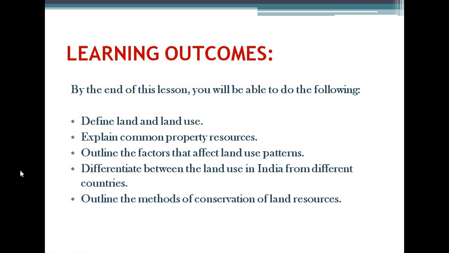Now, in this video, we'll discuss some of the key points related to land. First of all, we'll discuss land as a resource. By the end of this video lesson, you will be able to answer about land and land use, the common property resources, and the factors that affect land use patterns. You will also be able to differentiate between land use in India and in different countries of the world. At last, we will mainly discuss the conservation of land resources.